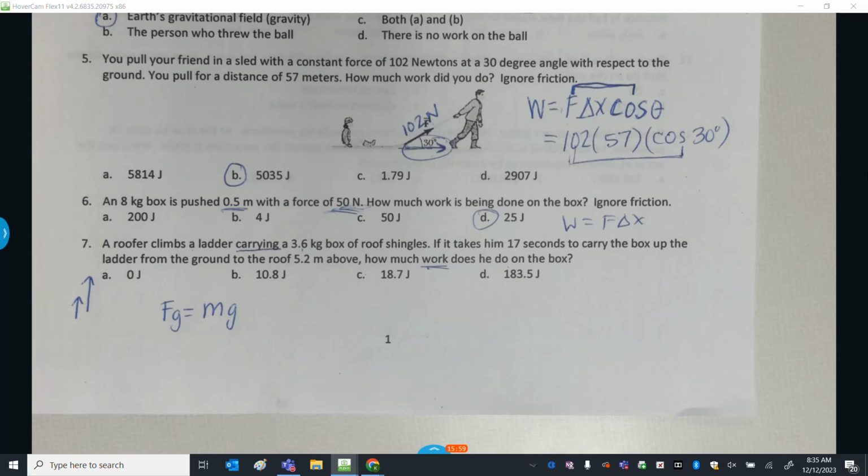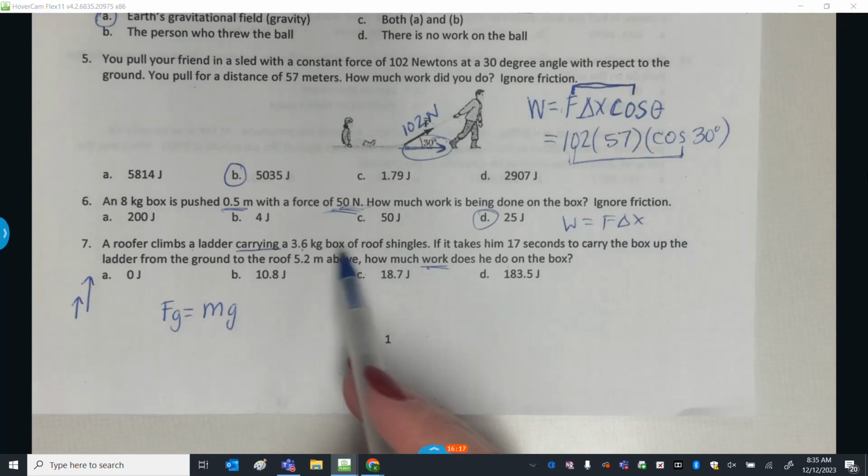We had somebody lifting a barbell and different stuff. Okay, so if you're lifting something, even if it's yourself, the force you have to use to climb stairs would be equal to your weight. So you'd have to find the weight of whatever the object is, whether it's your own body weight or you're lifting a box. All right, so mass is 3.6.